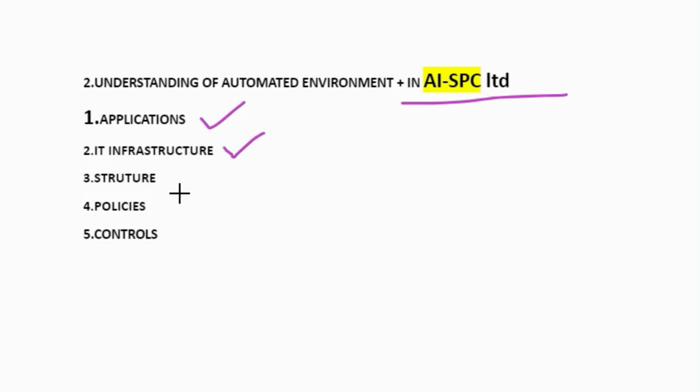So AI completed. Next SPC, S for structure, organization structure and governance. Before, we have studied I for IT infrastructure, again structure, so easy to remember. Next P for policies, procedures and processes followed. Next C for controls, IT risks and controls, so AISPC Limited.